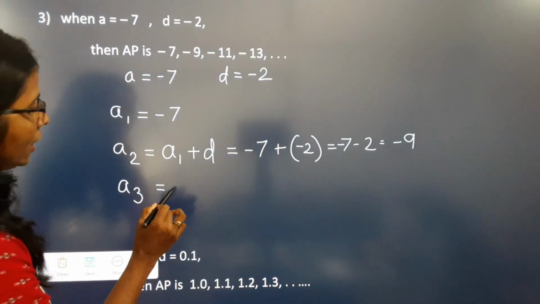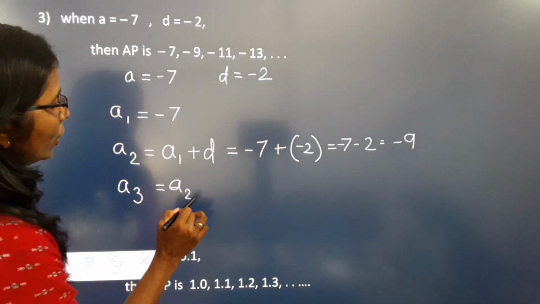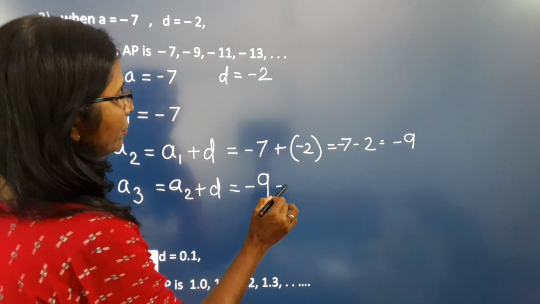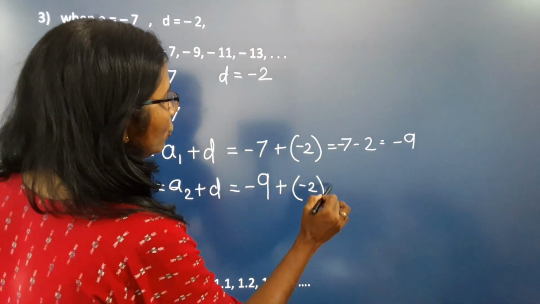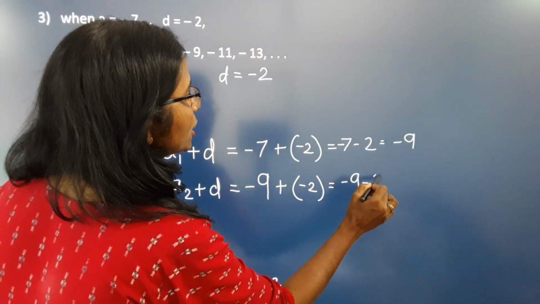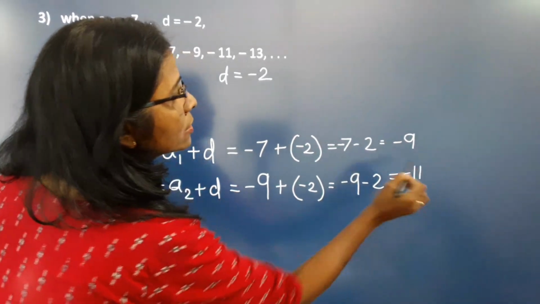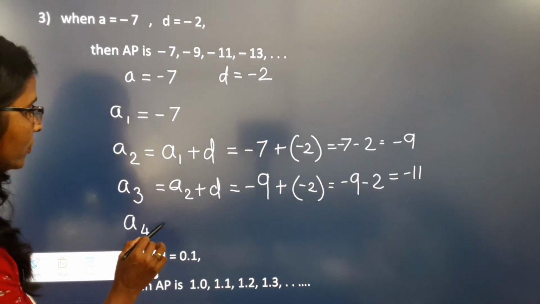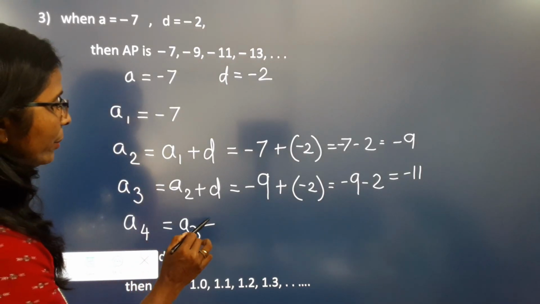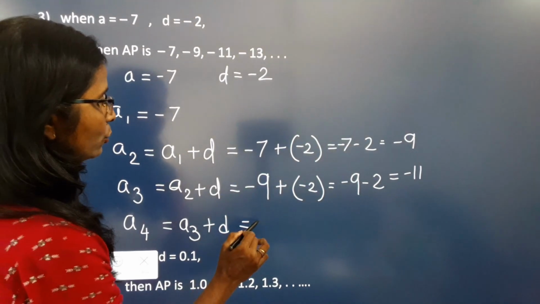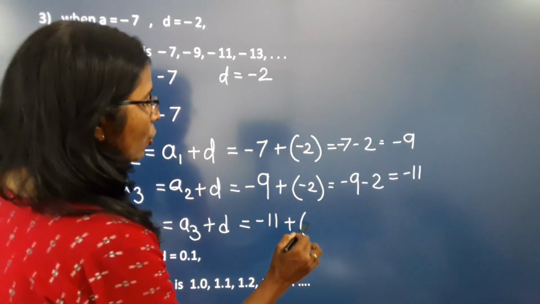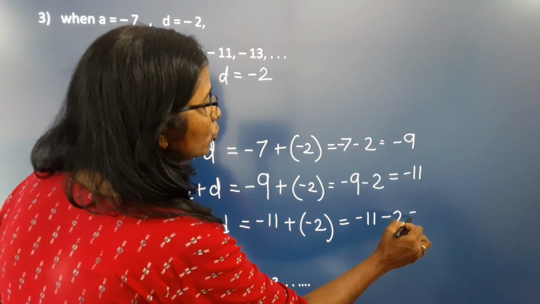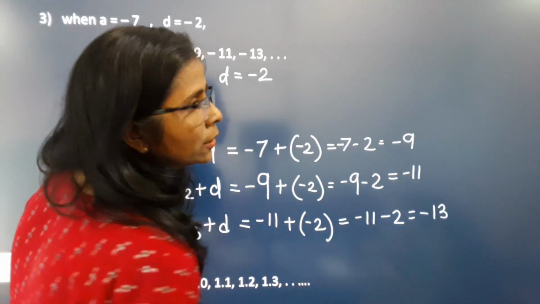So now A3 is equal to A2 plus D. So A2 is equal to minus 9 plus minus 2, which is equal to minus 9 minus 2, which is equal to minus 11. So now here calculate the fourth term. A3 plus D, which is equal to minus 11 plus minus 2, which is equal to minus 11 minus 2, which is equal to minus 13.